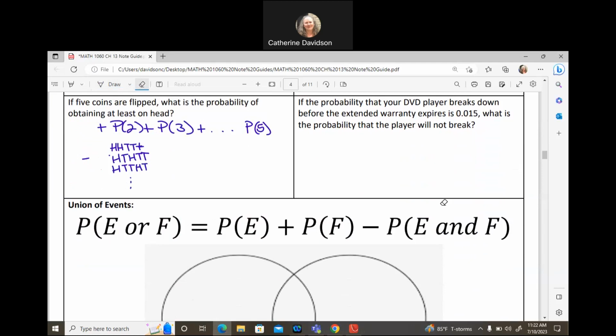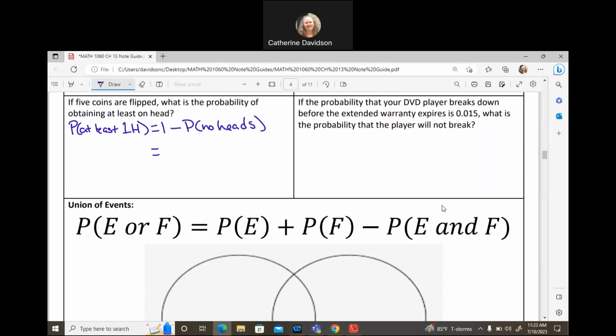The only probability that's not in here is the probability of no heads. It's going to be easier to calculate that. So the probability of at least one is going to be 1 minus the probability of no heads. So that's the only configuration that we have that is not included in this. So at least one means 1 head, 2 heads, 3, 4, and 5. So you're going to do 1 minus the probability of no heads.